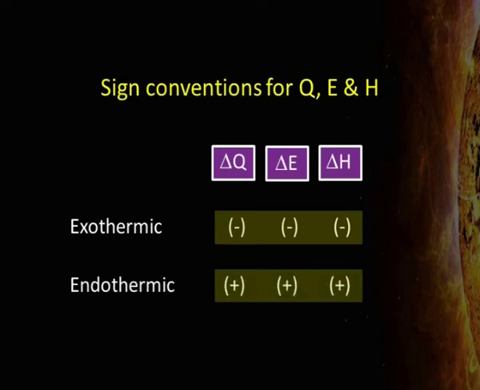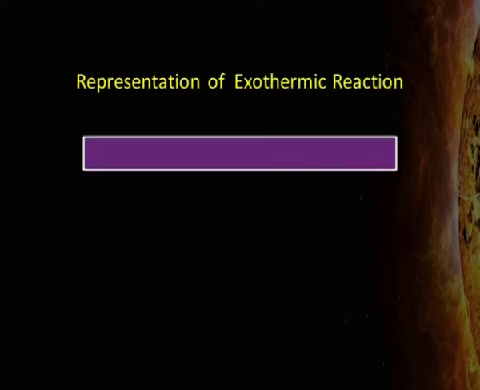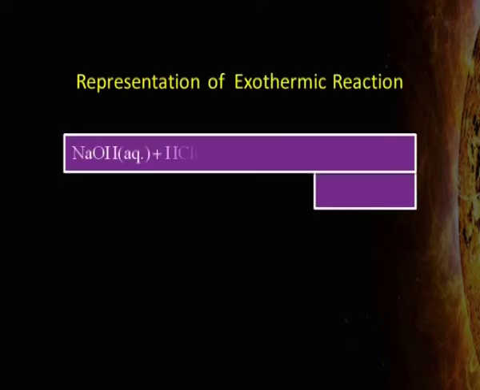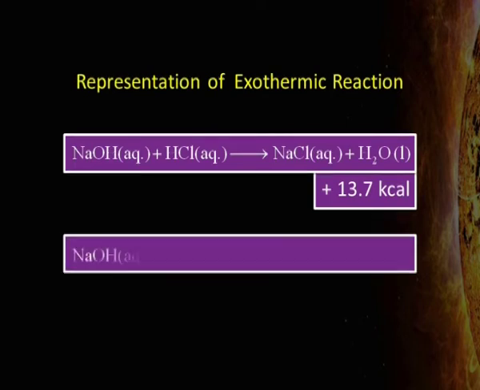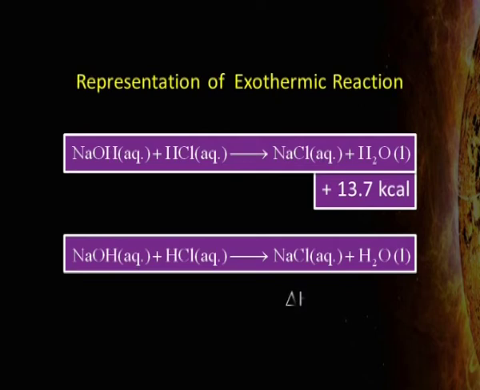taken to be positive. There is an example for the representation of an exothermic reaction. An exothermic reaction can be represented as aqueous NaOH plus aqueous HCl giving you aqueous NaCl plus liquid water plus 13.7 kilocalories, or you can write the exothermic reaction in the way aqueous NaOH plus aqueous HCl giving you aqueous NaCl plus liquid water, and delta H is equal to minus 13.7 kilocalories.